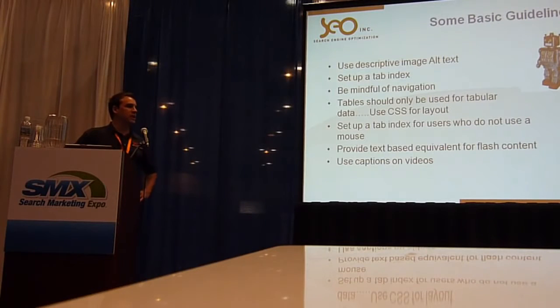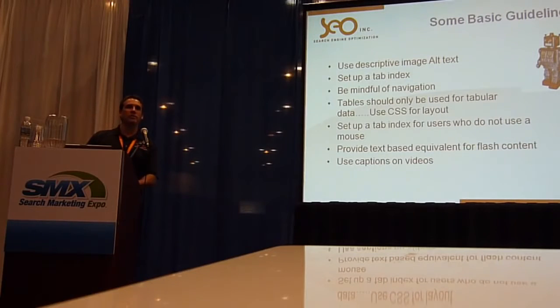So the first thing that we always look at is using descriptive alt text. And this is basically a description of an image. That's where we get into this button thing that was happening on Disney. And by the way, I don't want to bash Disney because they have fixed this problem. But using descriptive alt text is a basic tenet of making your site accessible. Descriptive images.